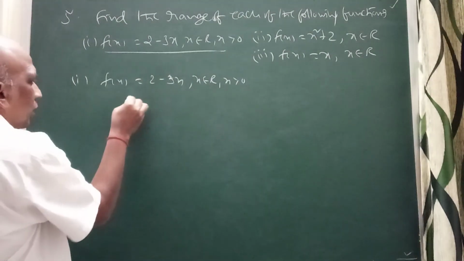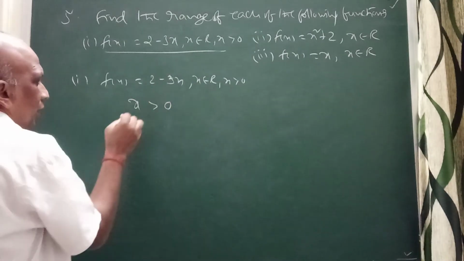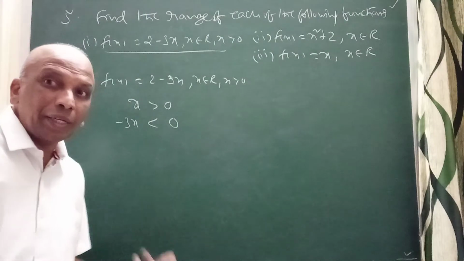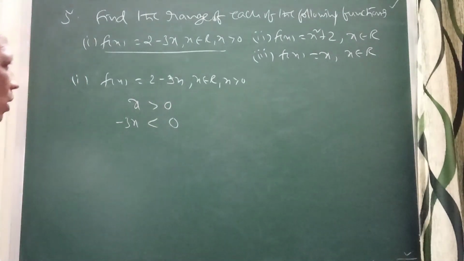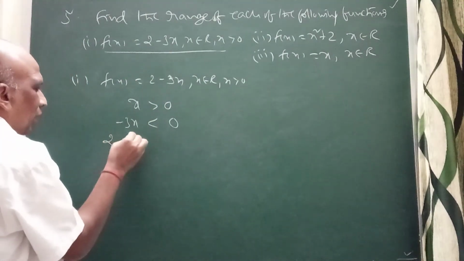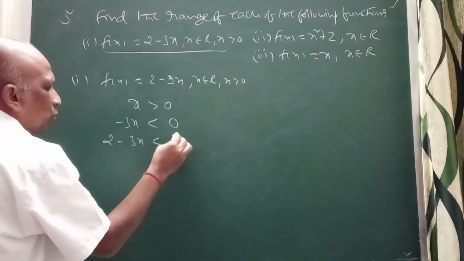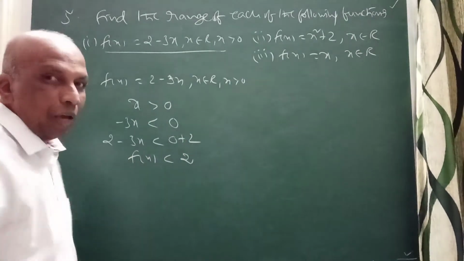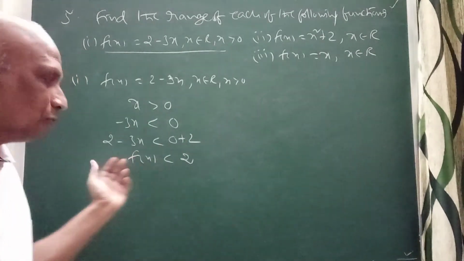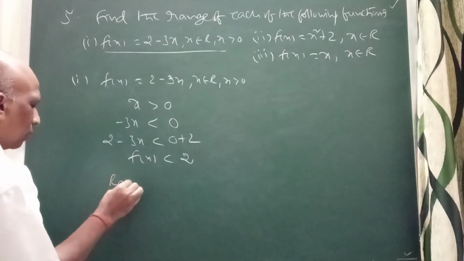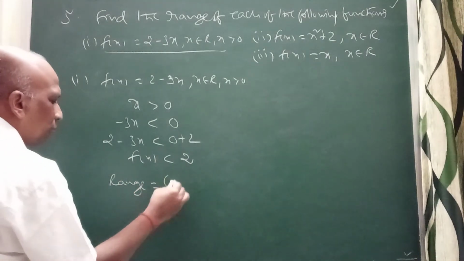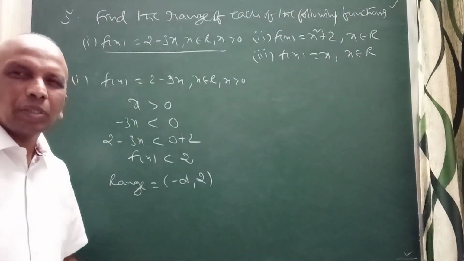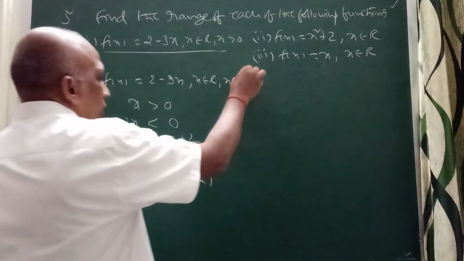So you can start with x greater than 0. Multiply with the negative: minus 3x will become less than 0, right? If you multiply with a negative number, greater than becomes less than. Then add 2: 2 minus 3x is less than 0 plus 2. So f of x is less than 2. The function is left of 2, so the range will be minus infinity to 2. This will be the range.